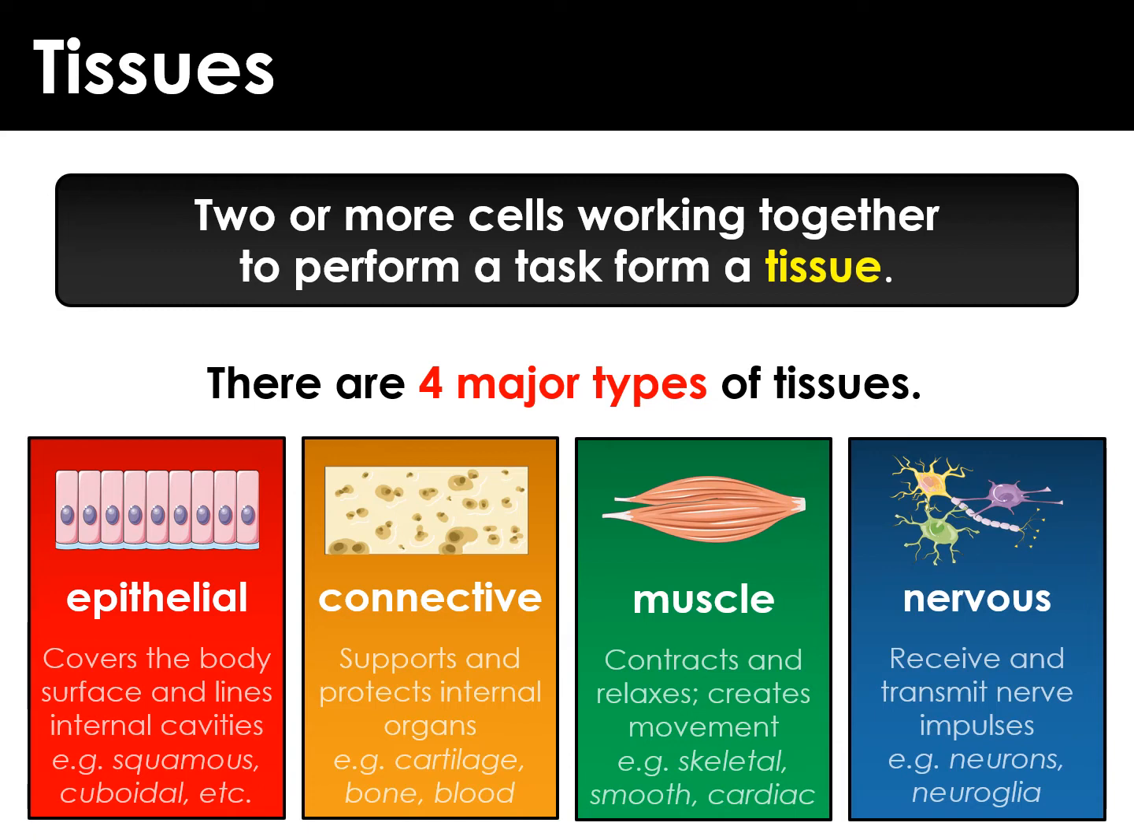And finally, we have nervous tissue, which is a specialized excitable type of tissue that is capable of receiving and transmitting electrical nervous impulses. There are two types of nervous tissue. They are our neurons and neuroglia, which act as support tissue cells within the nervous system.